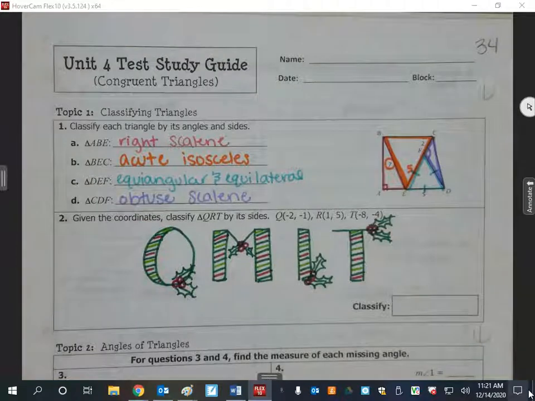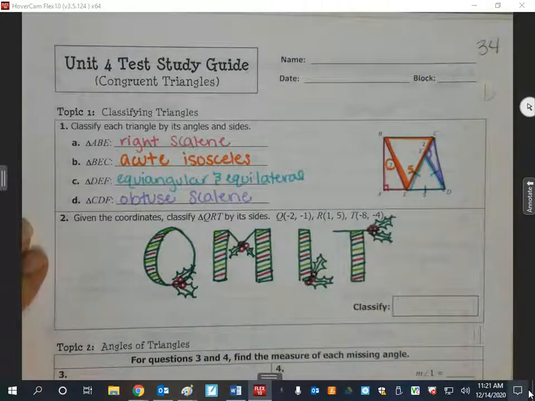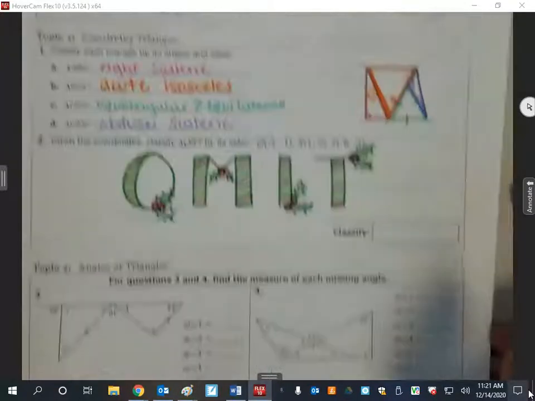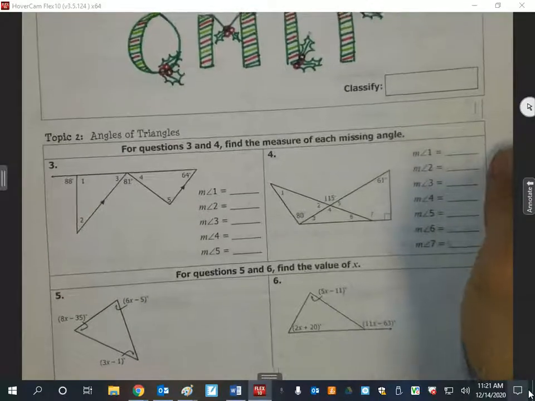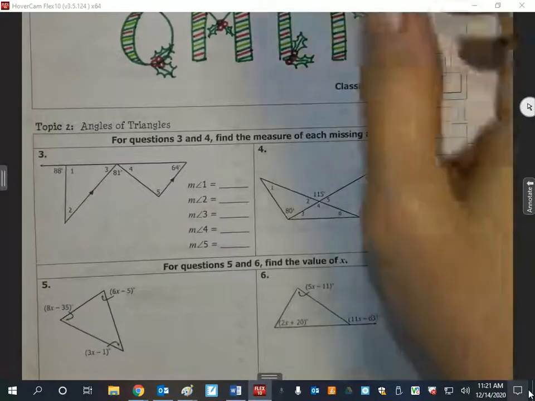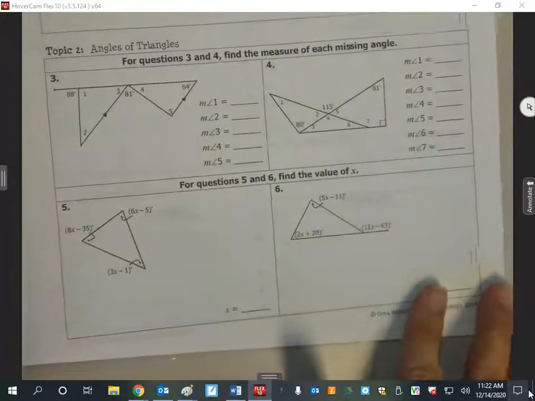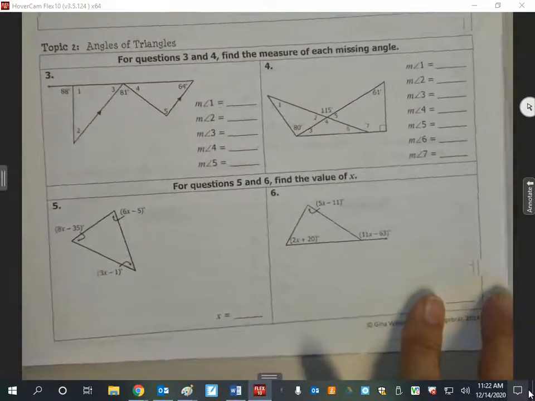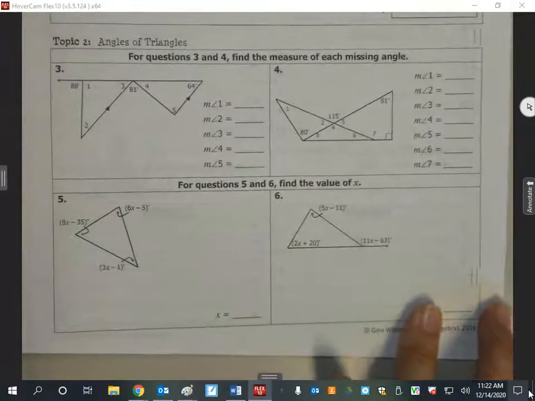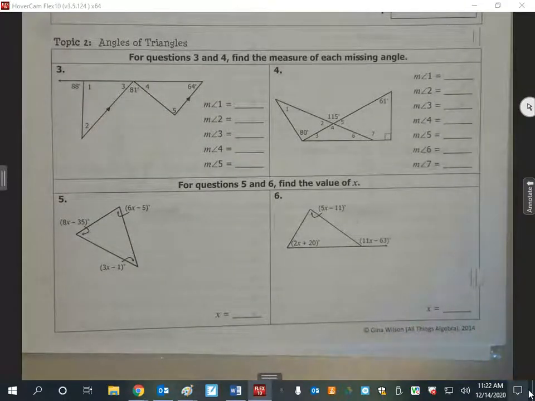All right, notice that I'm allowing you to omit number 2. We are not dealing with the coordinate plane in this unit, so you can omit number 2. And we'll go down to topic 2 on angles of triangles. Okay, the golden rule of triangles is that all 3 of the angles inside must add up to be 180 degrees, and that is what we will focus on here.